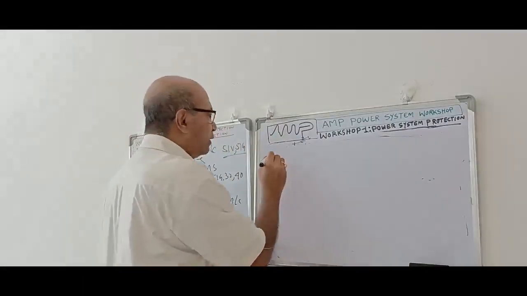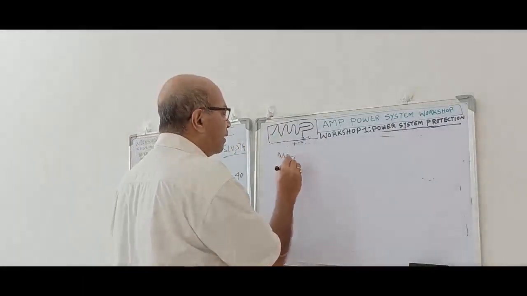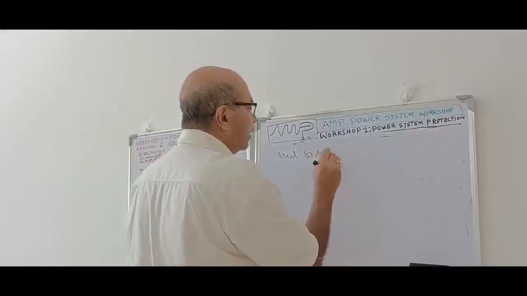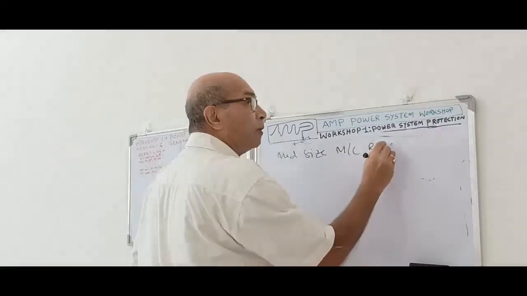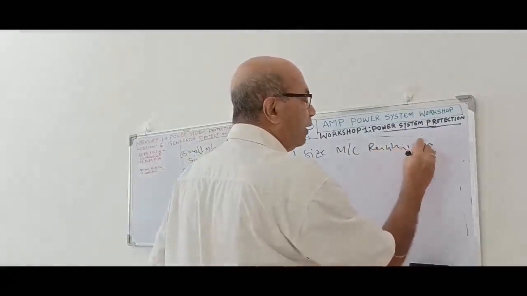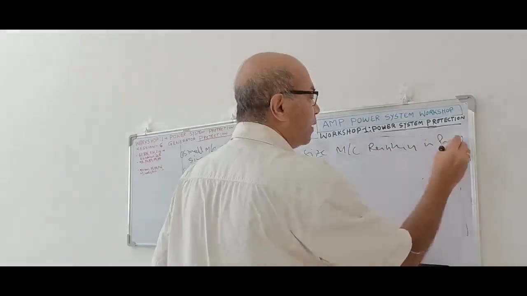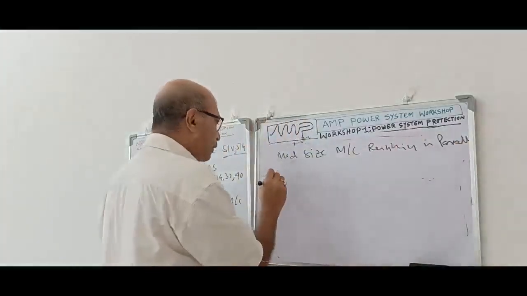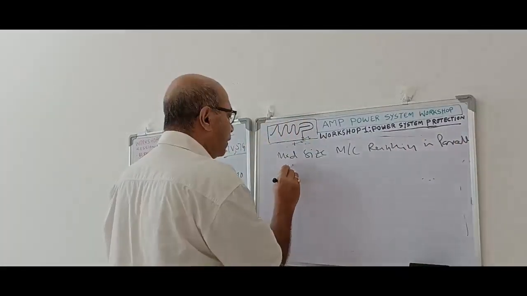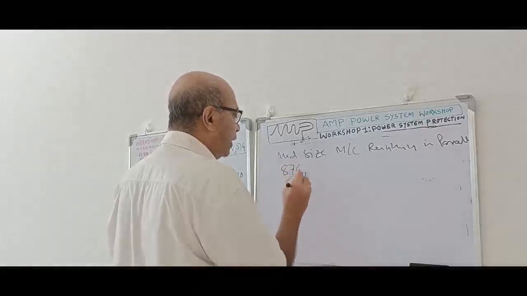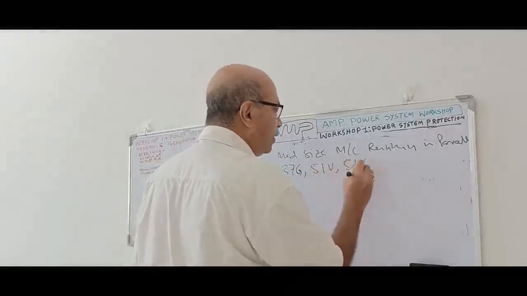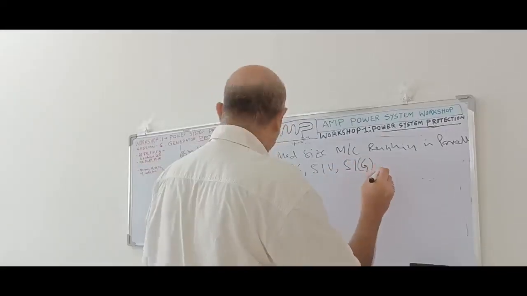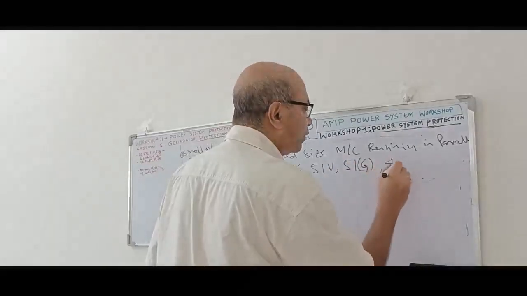Whatever we have included, it is a mid-size machine running in parallel. In that case, what do we have to add? The same protections we have provided: 87G will be there, then 51V will be there, 51G will be there. Then we have a 46 negative sequence.